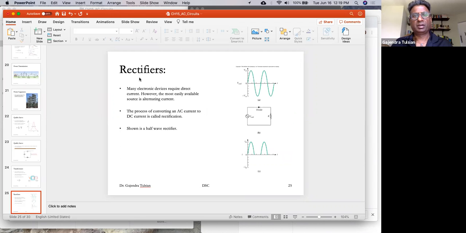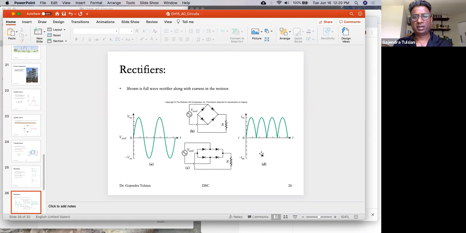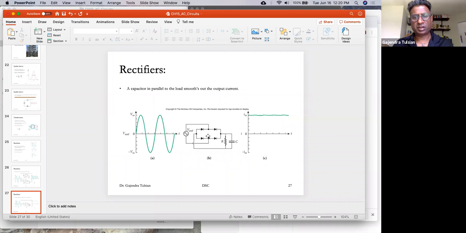Rectifiers convert AC signals to DC signals. This is a half rectifier, and here's a full rectifier. It converted this signal to a DC signal, but this still is not good enough. What you need is a smooth output. So here's a full rectifier: 4 diodes and this capacitor constitute the full rectifier, and you converted an AC signal to a DC signal.